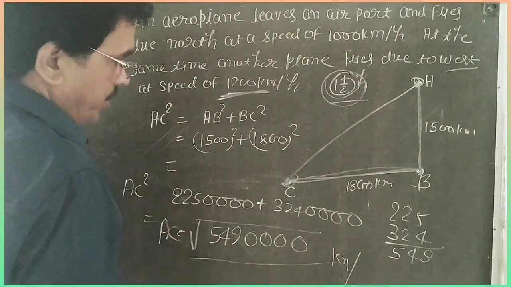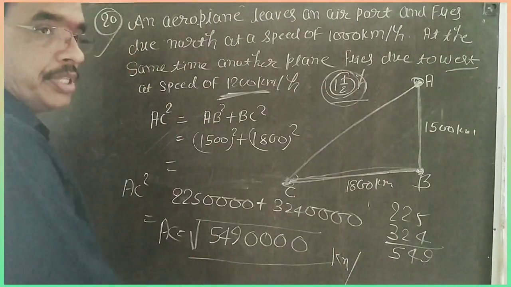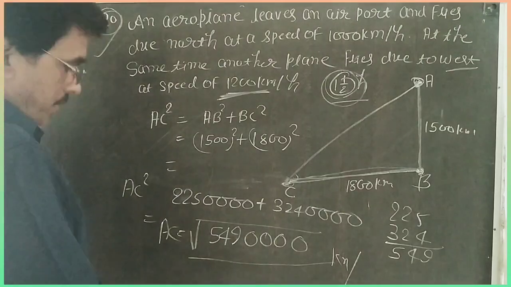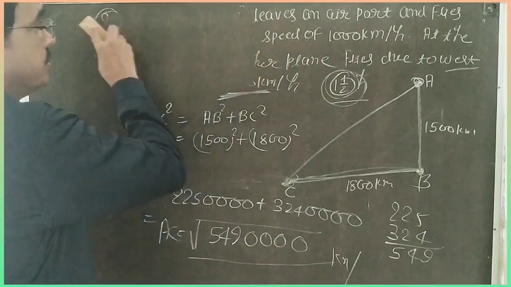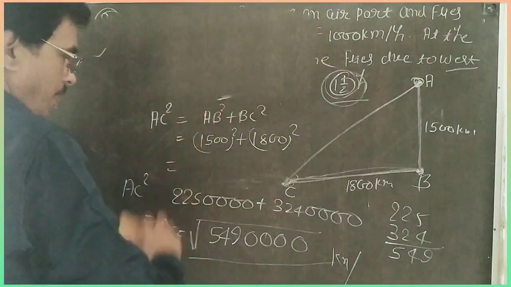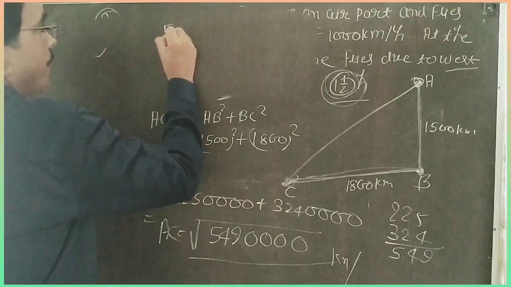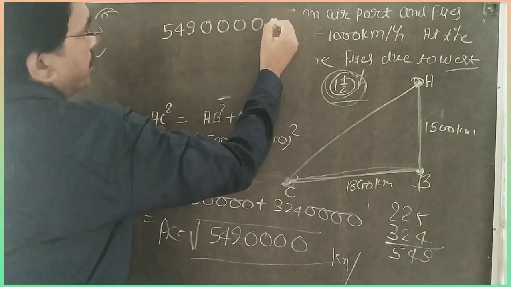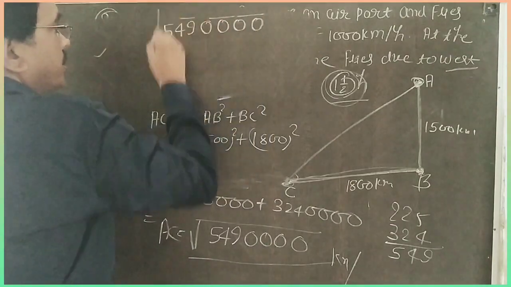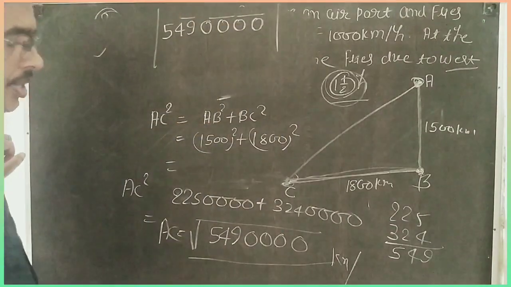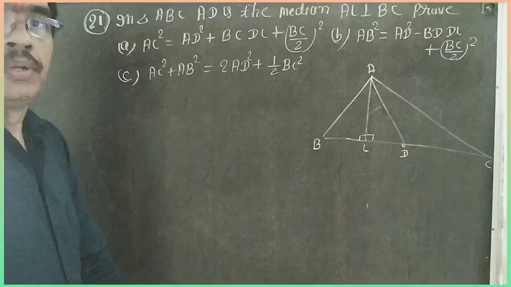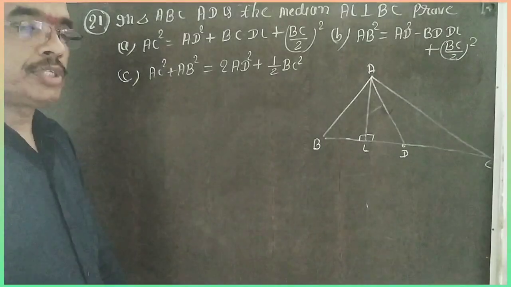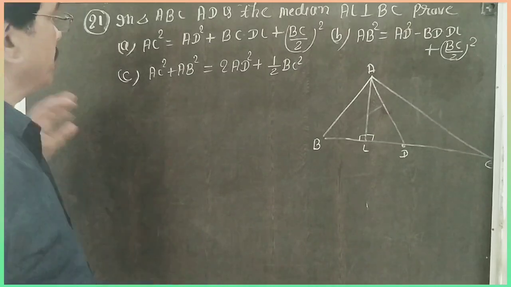You can find the value of this with the help of this method. You find the value of the square root of 549 by this method, and you can find your answer. That's all. This was the last question of this exercise, now question 21.